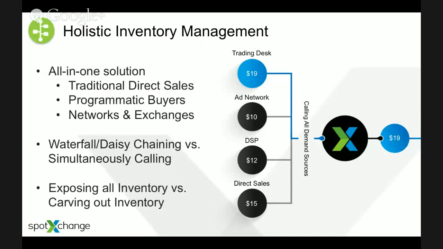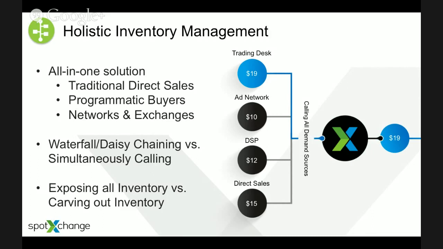So a publisher can take their different traditional direct sales, their different programmatic buyers, as well as their network exchange relationships, and plug them all in and really take that information and compete all their buyers in more of a simultaneous ad call, where they're calling all their different demand sources at the same time and allowing the highest bidder to win that particular impression opportunity. As you can see on the graphic on the right, a bid comes in and the trading desk wins at $19 because they have to outbid all the other sources here.